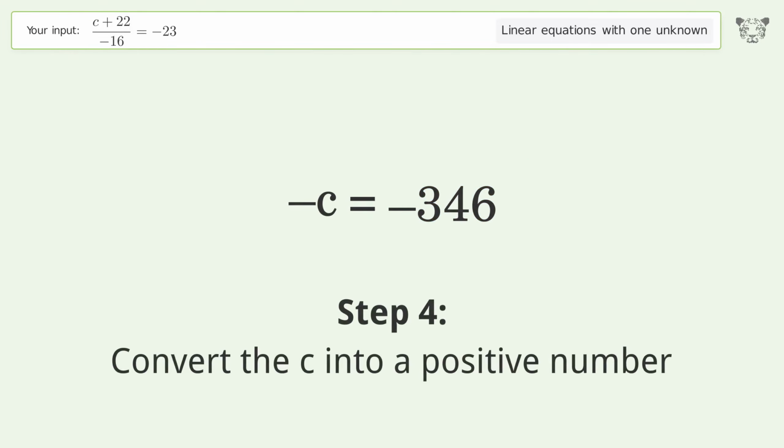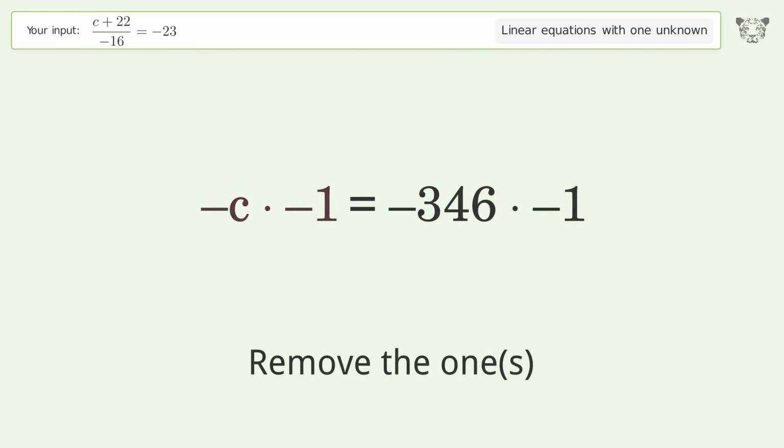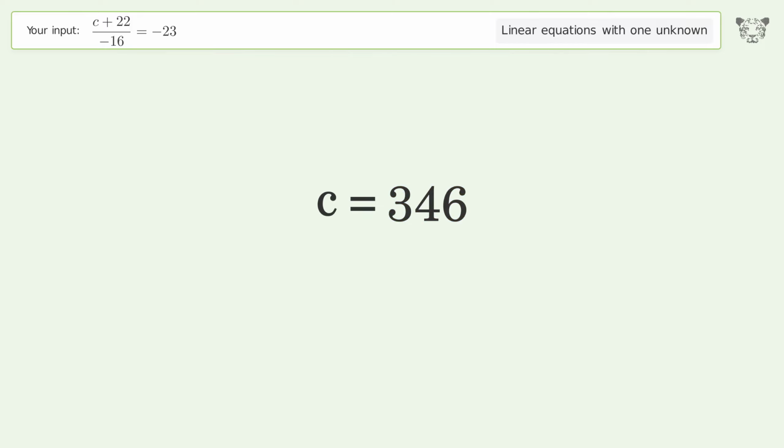Convert the c into a positive number. Multiply both sides by -1. Remove the ones. Simplify the arithmetic. And so the final result is c equals 346.